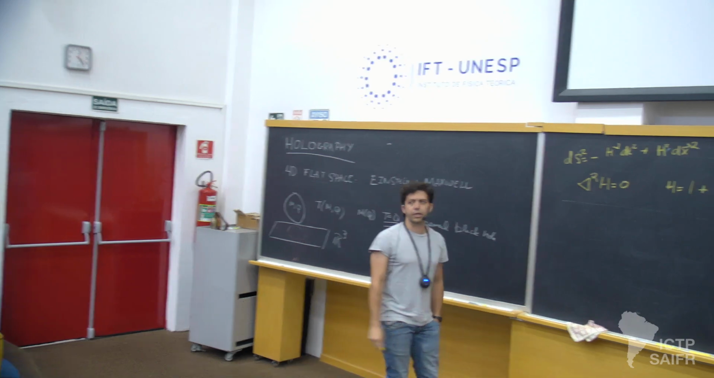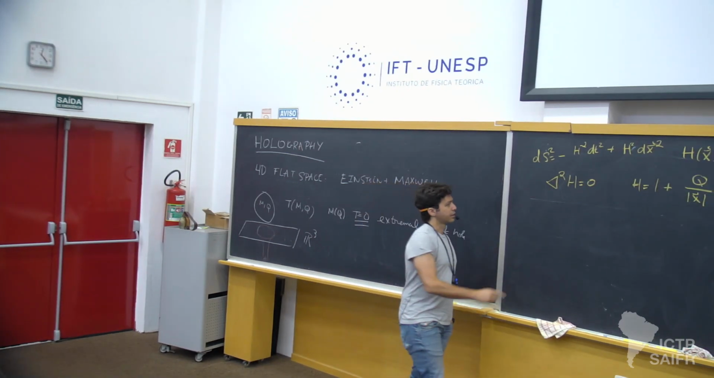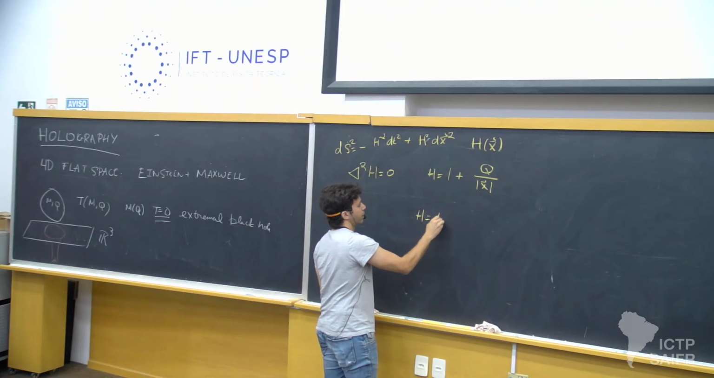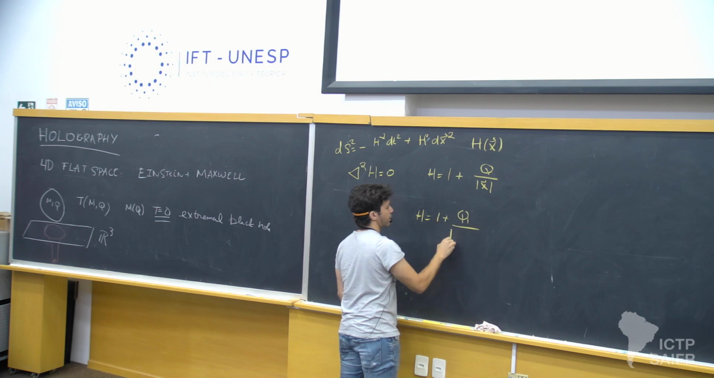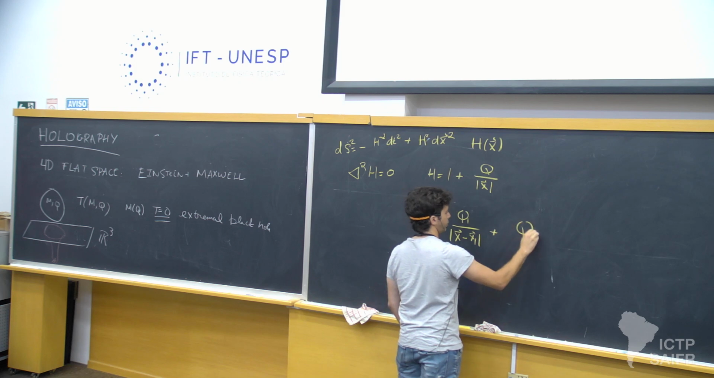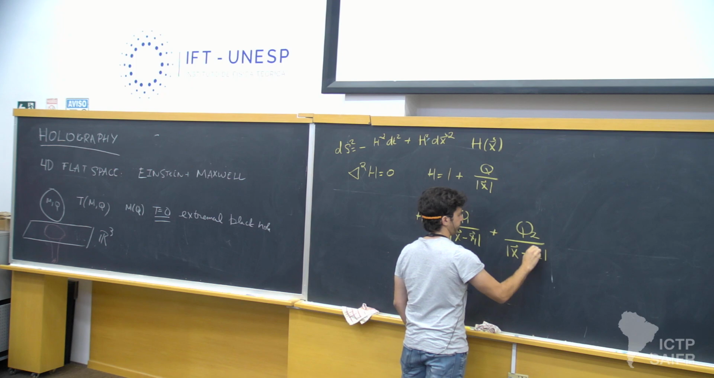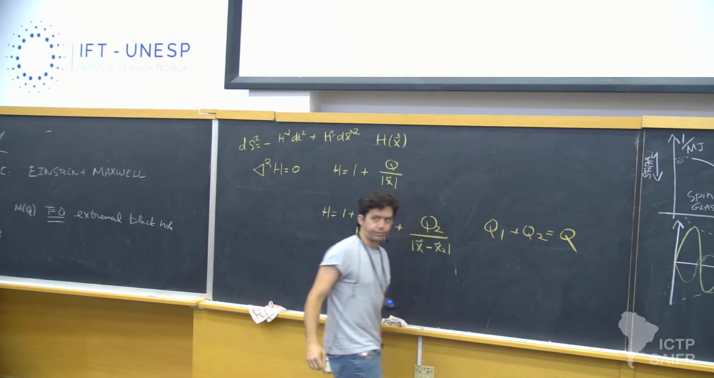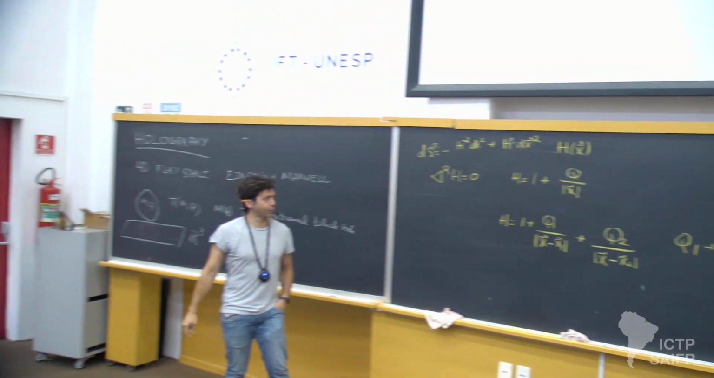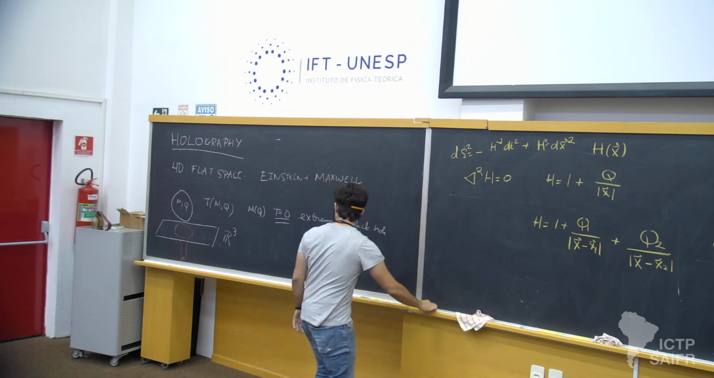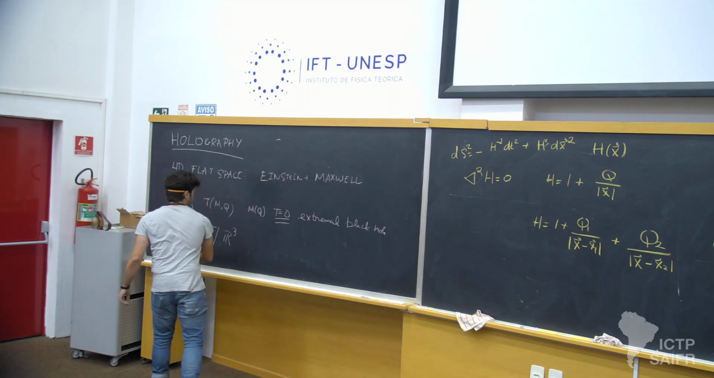But here's an interesting other fact, is that I can also solve this equation as follows. h is equal to 1 plus q1 divided by x minus x1 plus q2 divided by x minus x2, where q1 plus q2 is equal to q. That's another solution of this equation with the same mass and the same charge. So this solution looks like this.